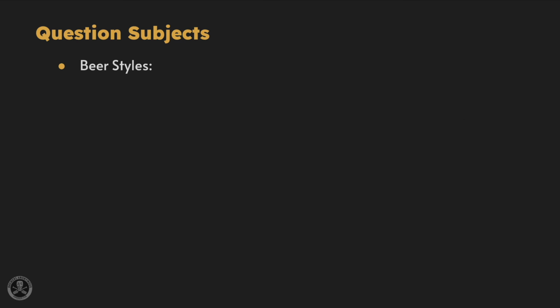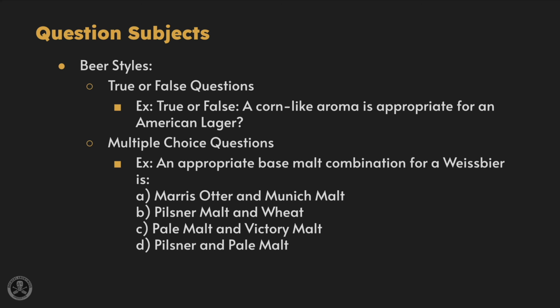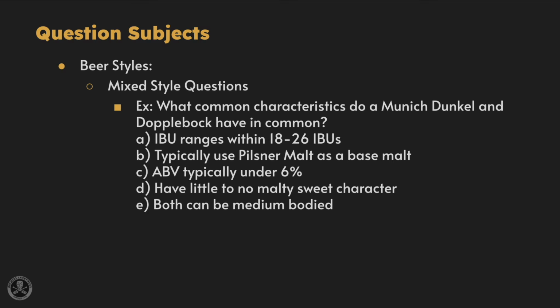In the subject of beer styles, here's an example of a true or false question you might see. True or false, a corn-like aroma is appropriate for an American lager. That is true. It says almost that word for word in the beer style guidelines. For a multiple choice question, here's another example. An appropriate base malt combination for a Weiss beer is A. Maris Otter and Munich malt, B. Pilsner malt and wheat, C. Pale malt and Victory malt, or D. Pilsner and pale malt. And the answer to this question is B. Pilsner malt and wheat.